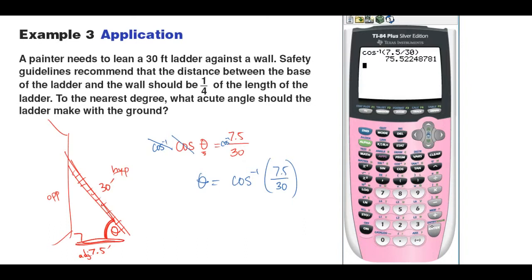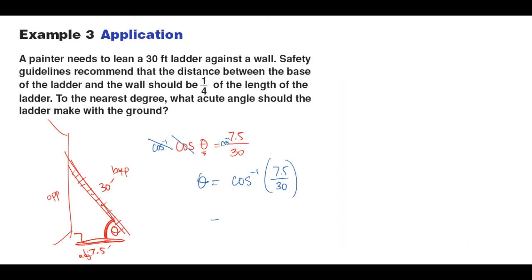Now I'm assuming I'm in degrees, and that definitely does look like degrees, so I feel pretty good. But if you want to check, hit your mode button and make sure you're on degrees in that third one, and I am, so I feel great. It is a 75.52 degree angle is what that should be at. And so we know that this guy is safe.